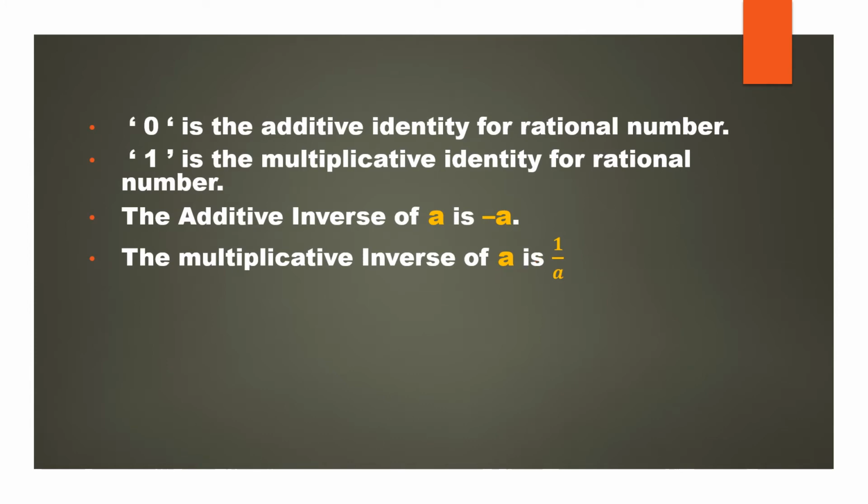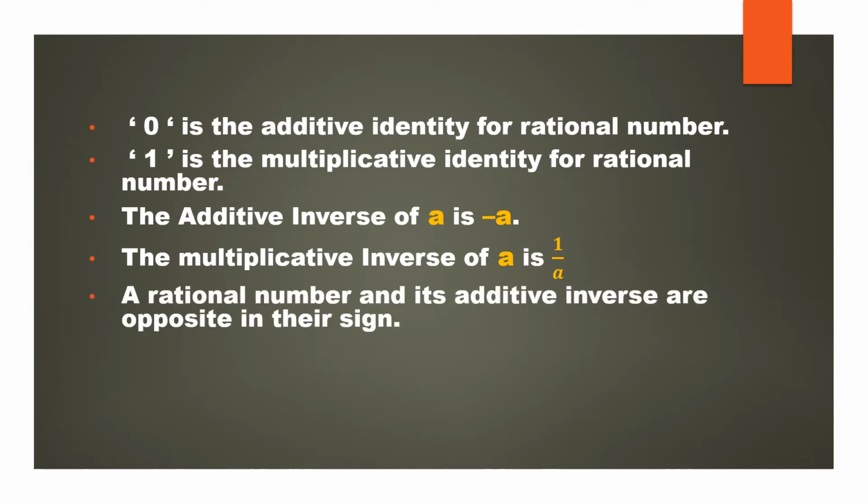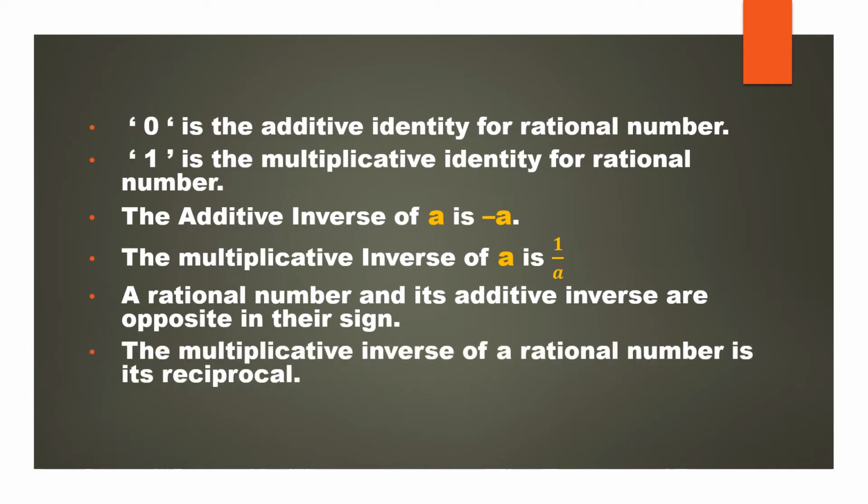Okay. So a rational number and its additive inverse are opposite in their sign. The multiplicative inverse of a rational number is its reciprocal. This is a rational number and its reciprocal is the multiplicative inverse. Clear? Now we'll go into the exercise problems.